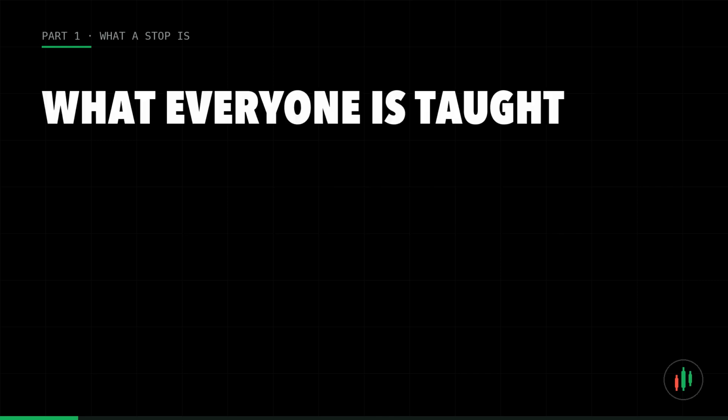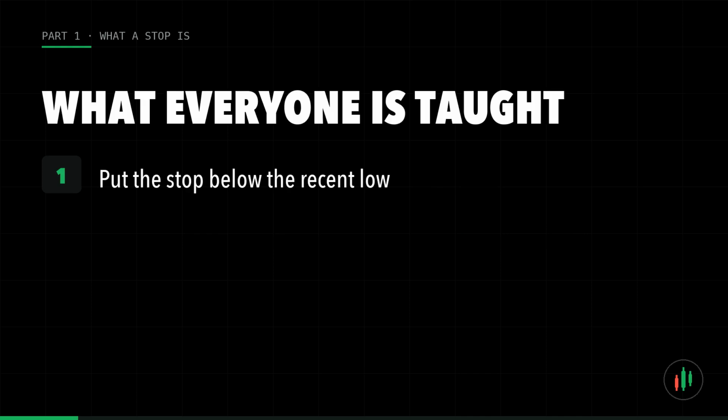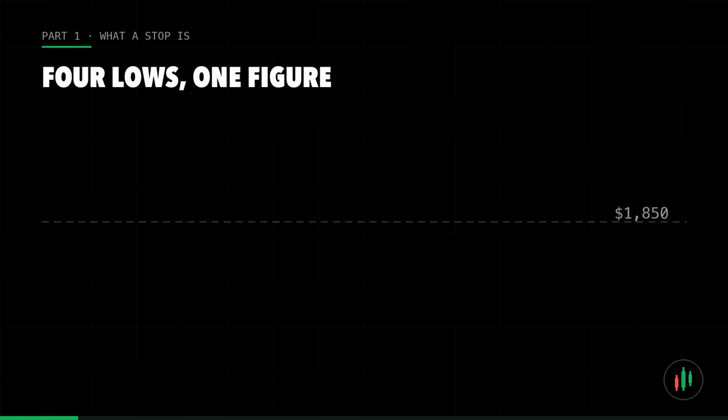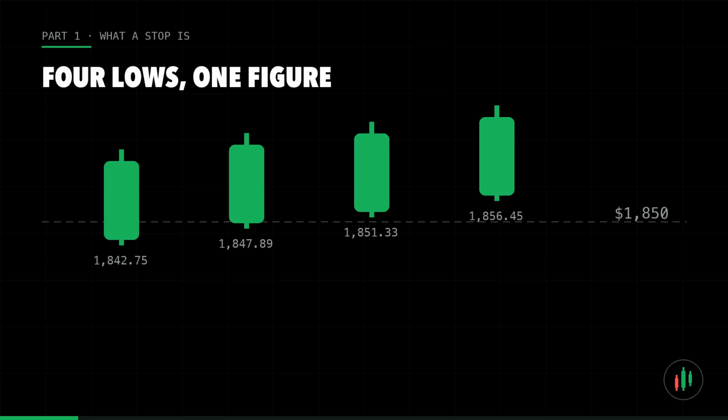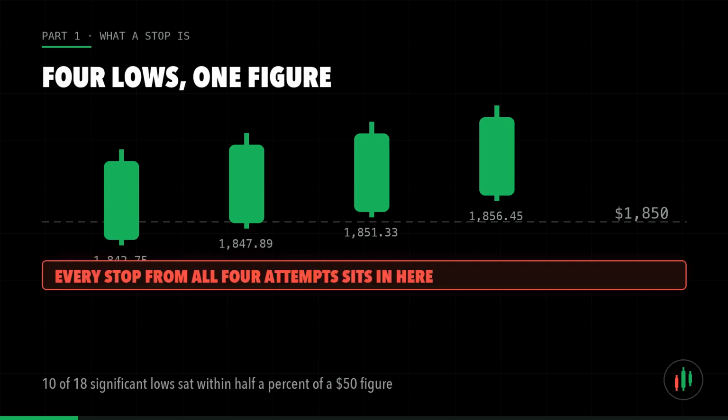Now ask where those orders end up. Almost everyone is taught the same 2 rules. Put the stop below the recent low and use round numbers, so that is where they go. In the Ethereum data I just showed you, 10 of the 18 significant lows over 6 weeks sat within 0.5% of a $50 round number. Not near one, on one. At one point, 4 separate lows formed inside a $14 band around 1850. 4 attempts, 4 sets of stops, all stacked in the same few dollars of price. That stack is the problem.